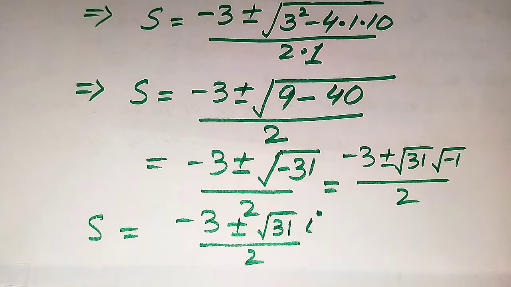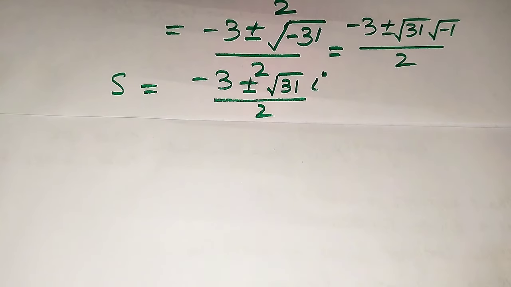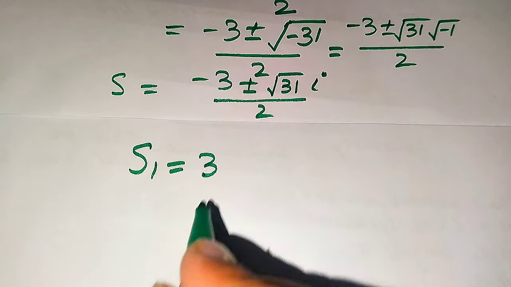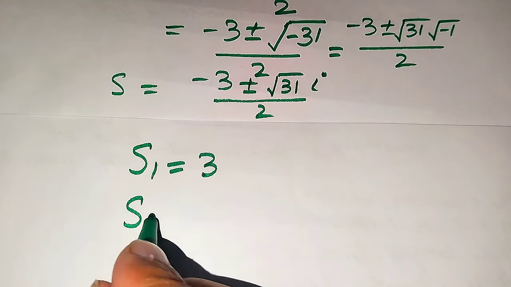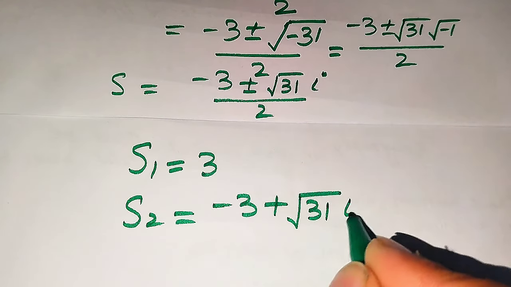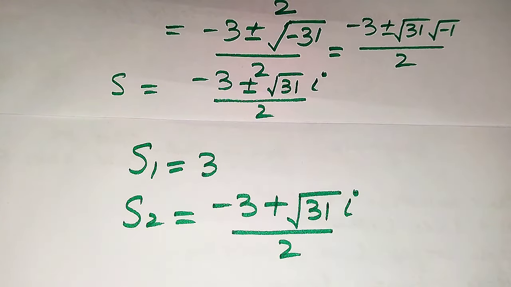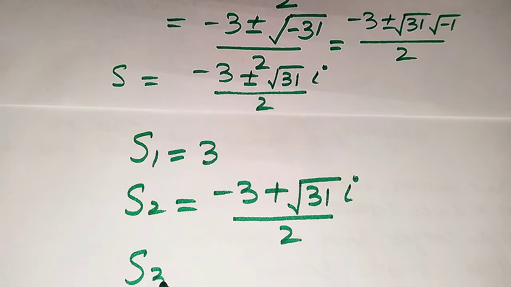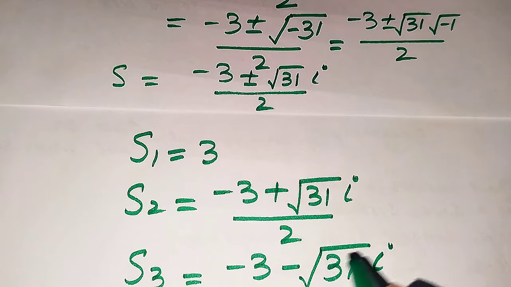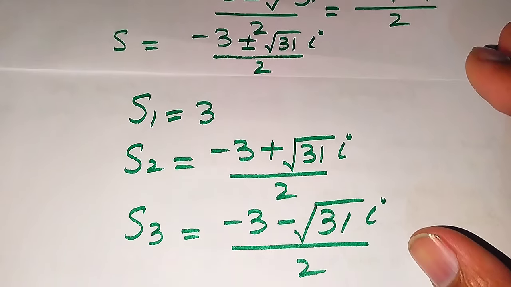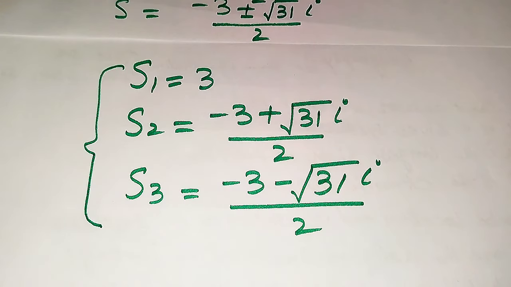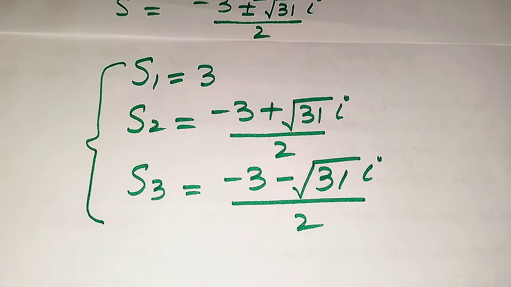So finally we have three roots of the given equation, and these roots are written in this form. The first root is s1 is equal to 3. This is the first real root, and s2 is equal to minus 3 plus square root of 31 into iota, divided by 2. This is the second root, and s3 is equal to minus 3 minus square root of 31 into iota, divided by 2. So this is the third root of the given equation. So these are the three roots of the given equation, and this is our final answer.